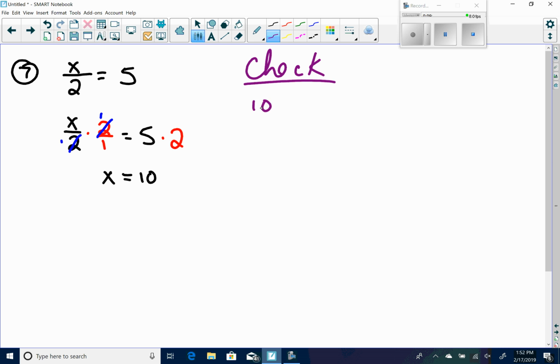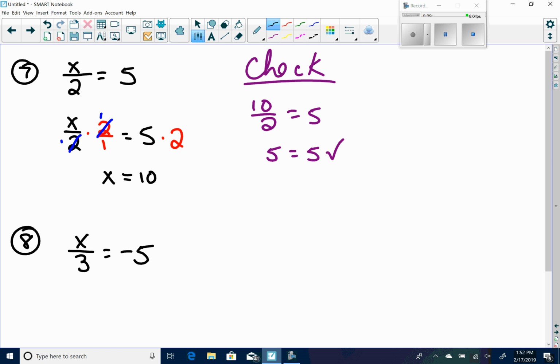And just to check, 10 divided by 2 will give us a 5 on the left side, which matches the 5 on the right side. And let's just try it with some different signs here. If I had x divided by 3 is equal to a negative 5.